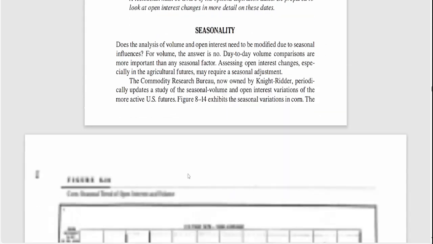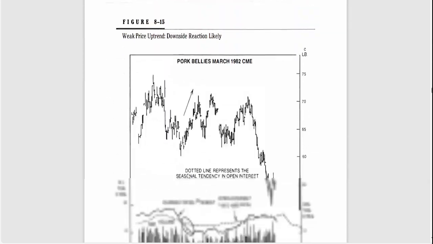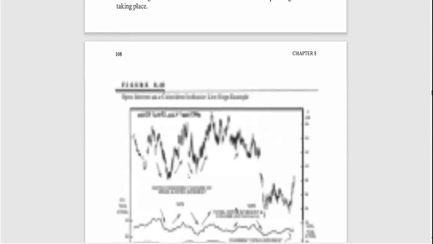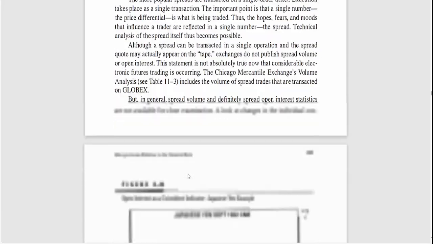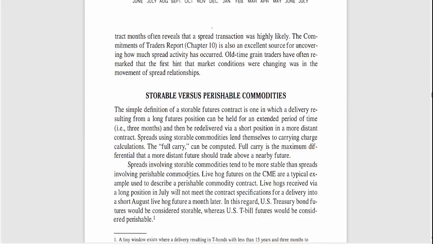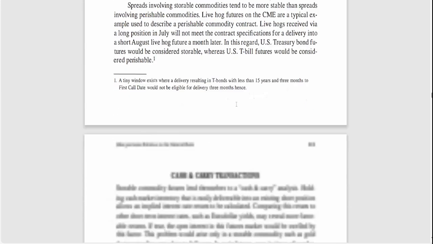Read all these things. Read this all one time. They must be storable versus perishable commodities. Read these things one time only. Tax spreads, etc.